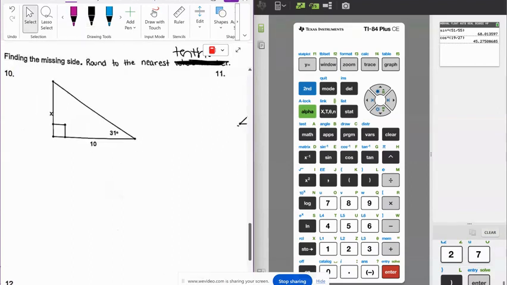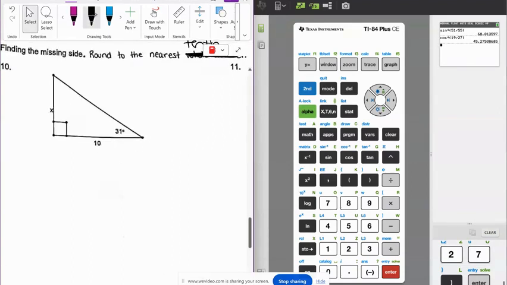All right, so now we're looking at this. Everything's in reference to the angle that's given to us. What angle's given to us? 31. Do we ever use the 90 as our reference angle? Never. Never use the 90, only the acute angles. Now, x is opposite, and 10 is adjacent.